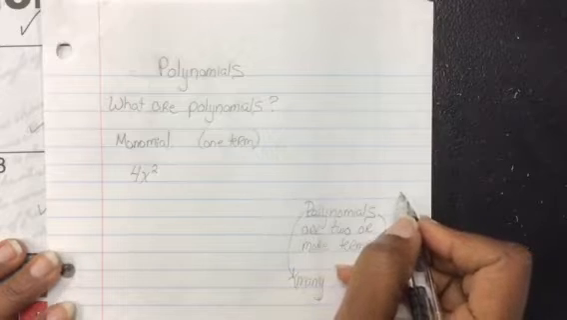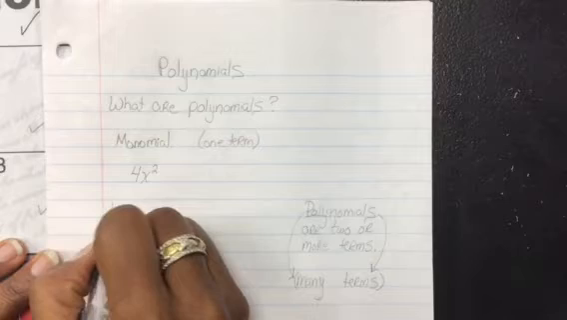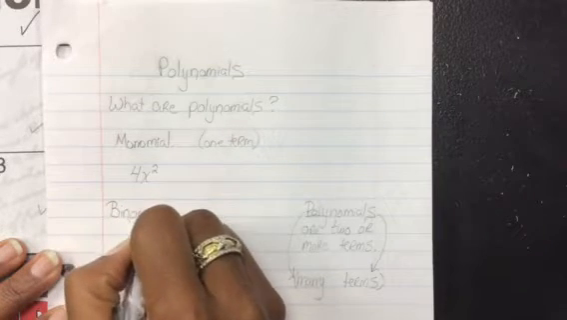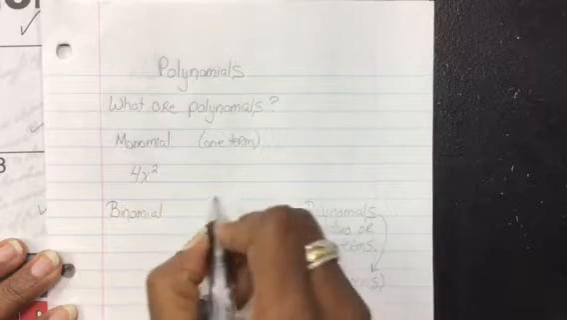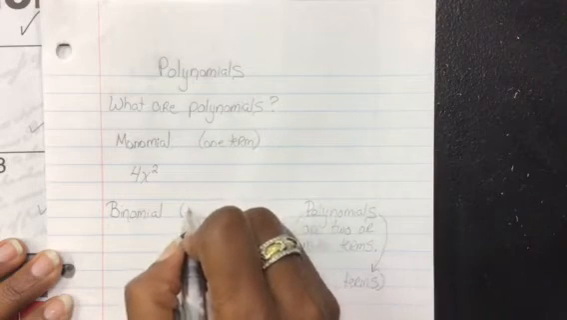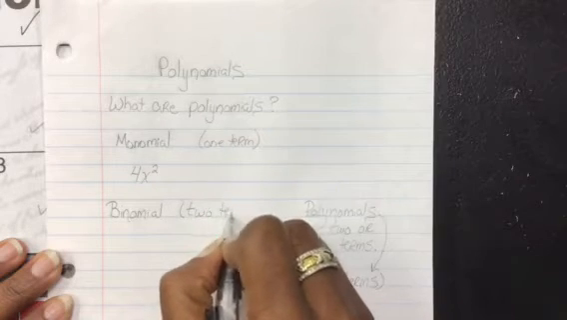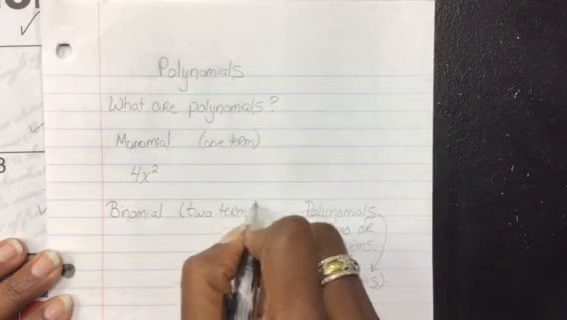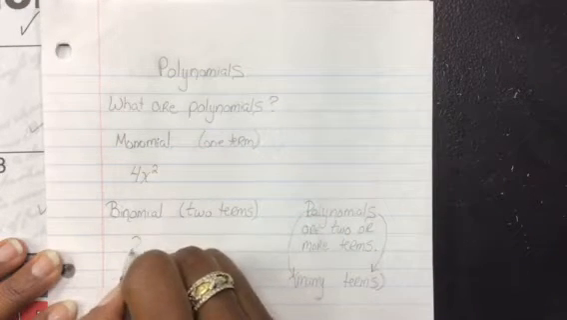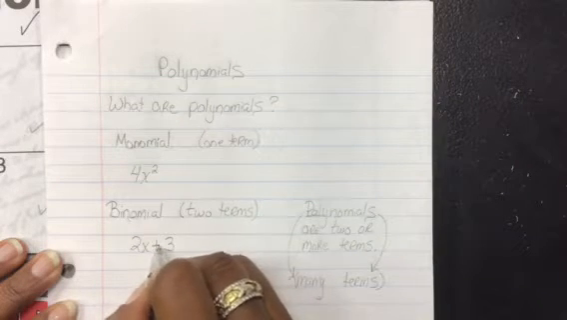The next one we have is binomials, or a binomial. And bi meaning two, bilingual, bicycle, two terms. That example looks like two monomials, but they're separated by an addition or subtraction sign.